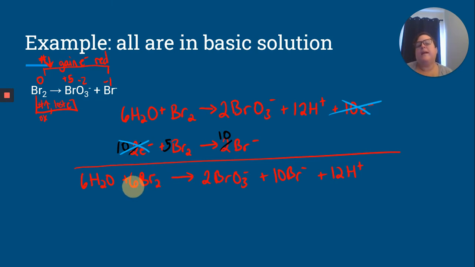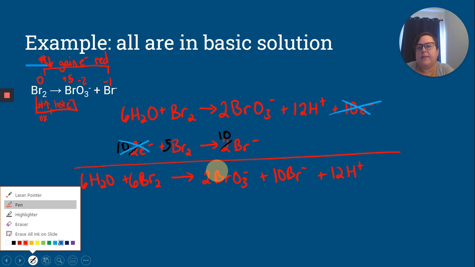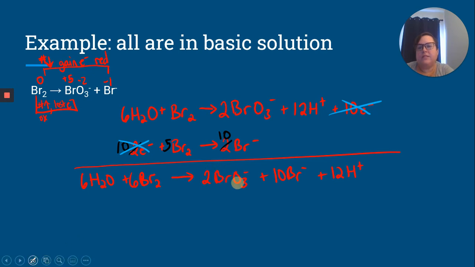All right, so we've balanced the reaction like it was in an acidic solution. Now we need to turn it into a basic solution, and so to do that, we're going to cancel out the hydrogen ions with hydroxide ions, because hydroxide would be basic, where hydrogen is acidic. So we have 12 hydrogens. That means we're going to need to add 12 hydroxide ions to both sides of the reaction. All right, so we've added our 12 hydroxides to both sides.